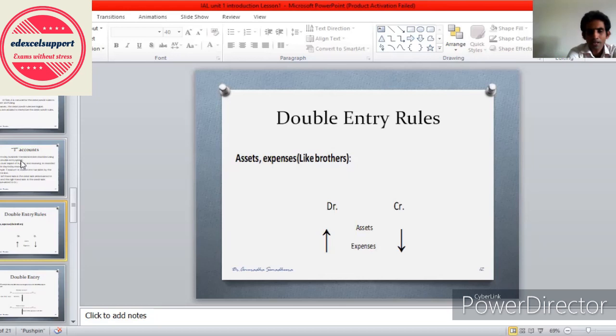Normally in accounting, as I told you even in the first lesson, there are five accounts. They are assets, expenses, income, liability, and capital. So I introduce a small concept to help everyone understand. I consider assets and expenses like two brothers, because they have the same features. The other three are liability, income, and capital. We can consider them sisters. So we have two brothers and three sisters.